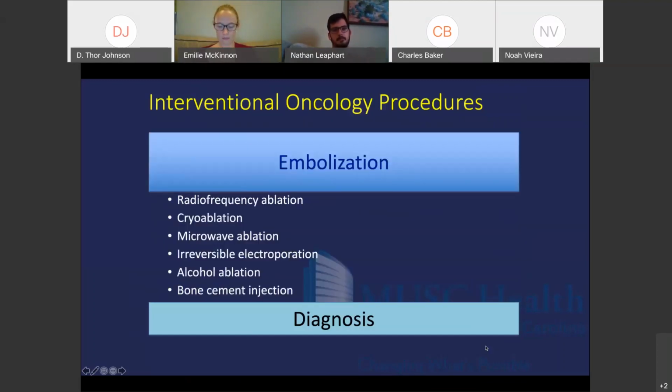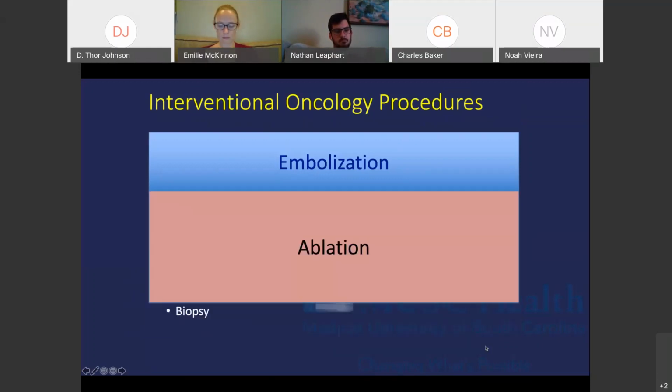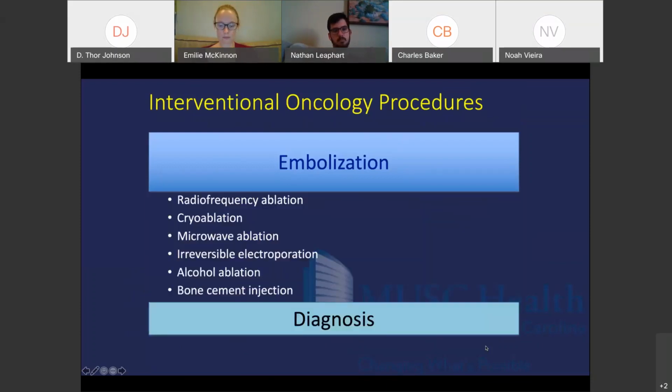In the field of ablation, there's a lot of different kinds of ways that we can ablate things. We can do radiofrequency ablation, which is using electricity and resistance, cryoablation, which is freezing things, microwave ablation, which is exactly what it sounds like. I have a probe with a microwave, like the one in your kitchen, on the end of a needle, and I can cook stuff. Irreversible electroporation, which is using electrical fields to depolarize cells to cause them to die, ethanol ablation, and then bone cement injection. Those are all methods of ablation.